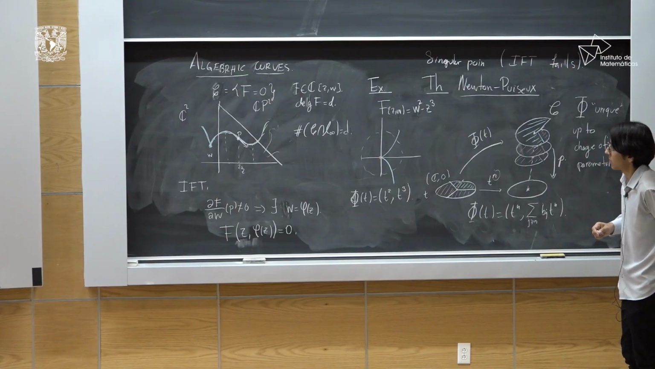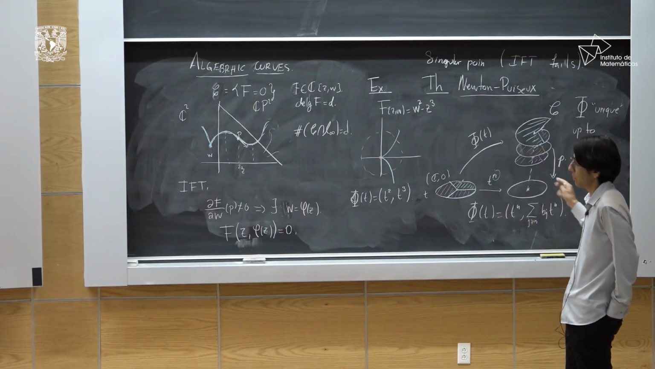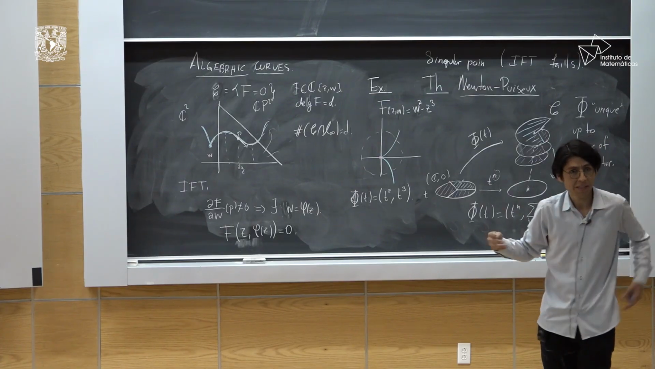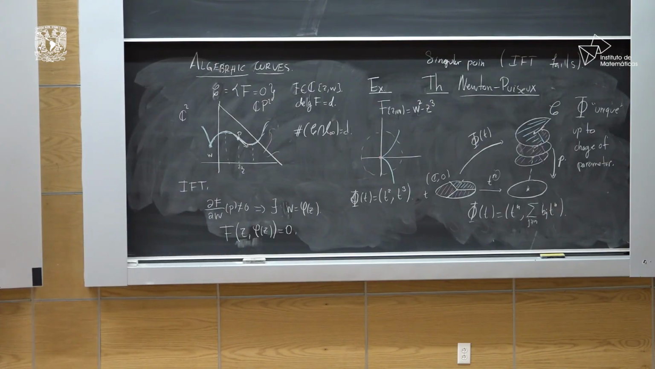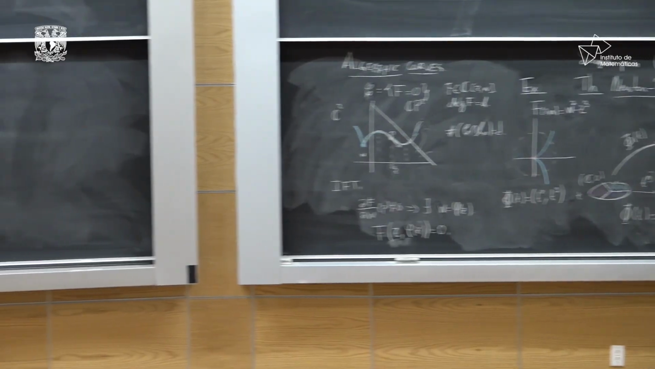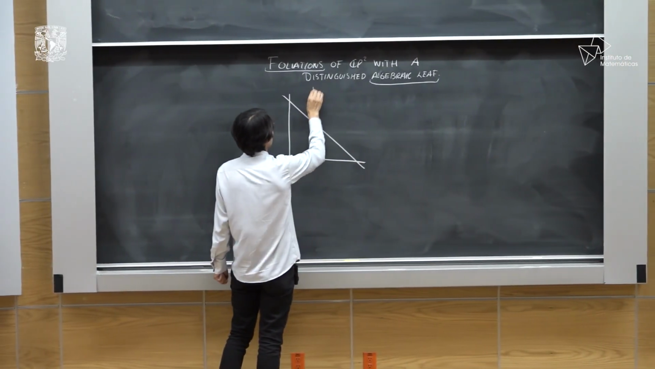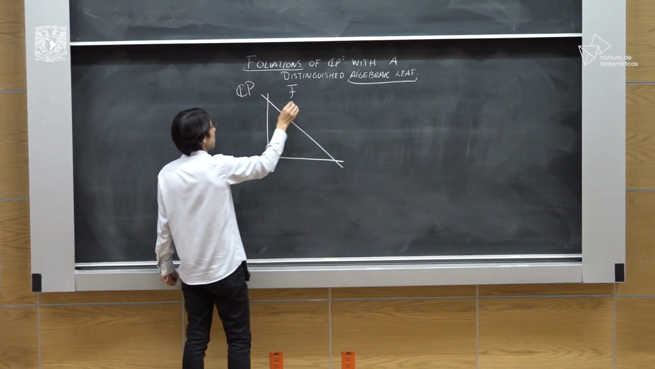Okay. So we try to put the two objects in a common place. So we have a foliation of the projective complex plane.